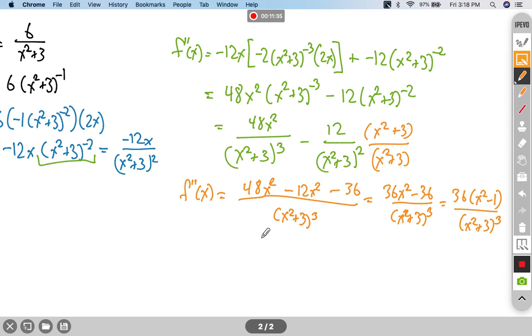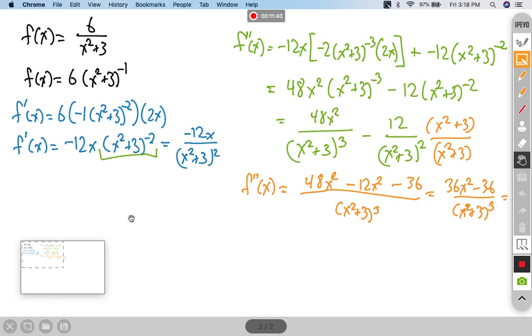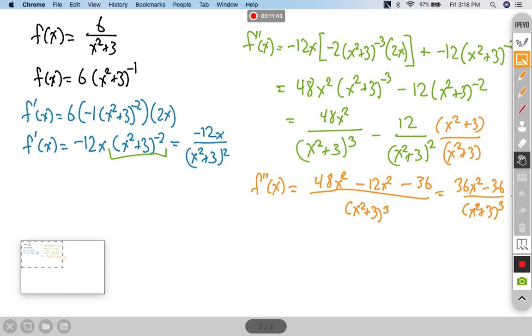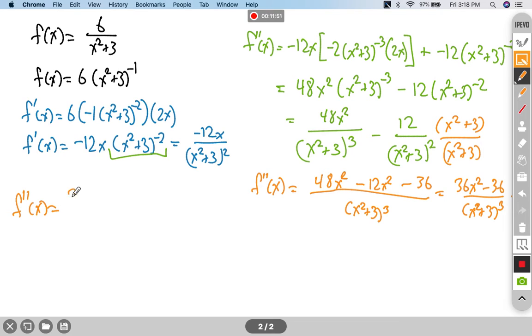Yeah, okay. So my second derivative was 36 times (x squared minus 1) over (x squared plus 3) cubed. Now our goal is we're looking for concavity. So we want to look where the second derivative is positive or negative. Where it's going to switch is where the second derivative is 0.